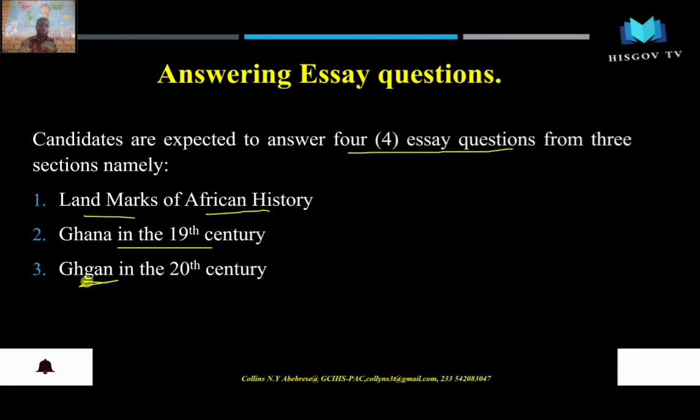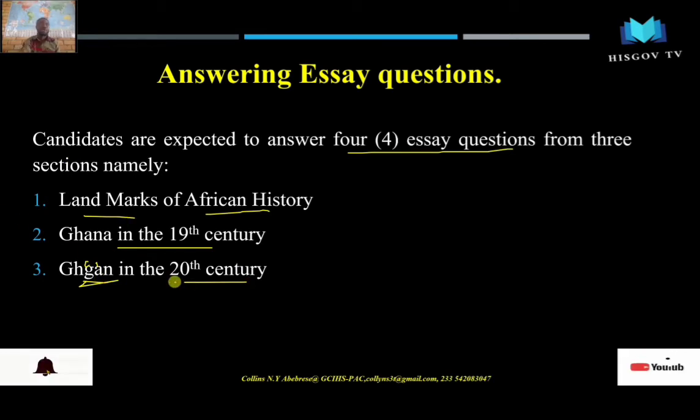Then we also have Ghana. Sorry, this is Ghana. It's supposed to be A rather. So Ghana in the 20th century has to do with, of course, basically Form 3 topics. So you also have 3 questions from Form 3. This will span from nationalism, the Aborigines Rights Protection Society, the struggle for independence, basically.